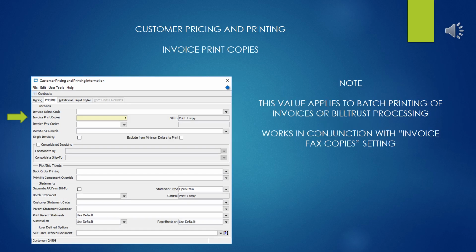The invoice print copies are used to select how many copies of the invoices you want to send out. This can be the on-demand printing, or in the batch process, or possibly also in the Billtrust processing if you're using Billtrust third party. This parameter also works in conjunction with the invoice fax copy setting.